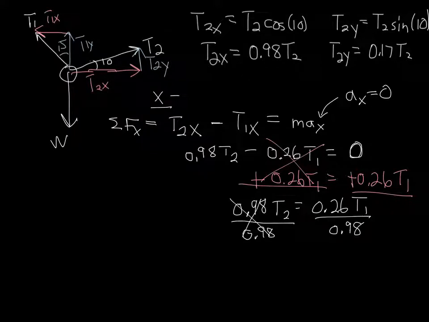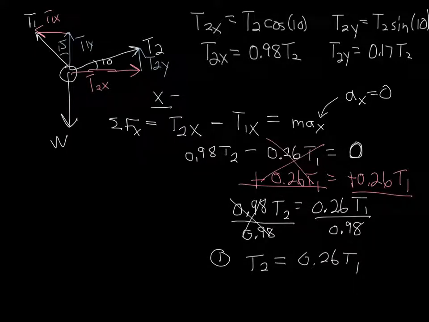So I do this, my 0.98 cancels on the left, and my T2 ends up being 0.26 divided by 0.98 T1, which is going to give me basically just 0.26 T1. And something to notice here is that I now have an equation that gives me what T2 is if I only knew what T1 is. And algebraically, the number of unknowns you have tells you the number of equations you need to solve it. So here, I don't know T2 and I don't know T1, so that means I need two equations. This is my first one, so I need to find a second.